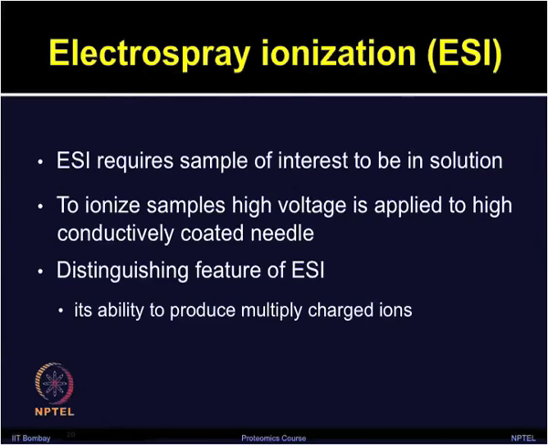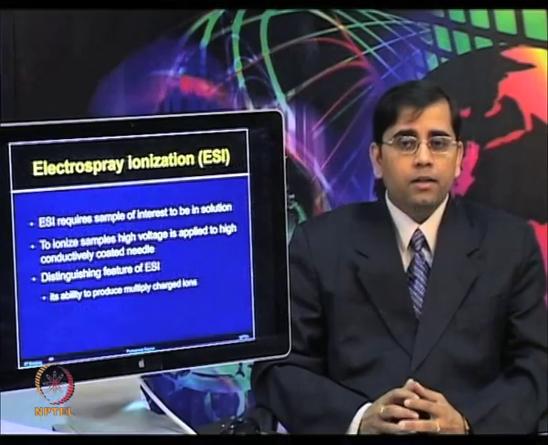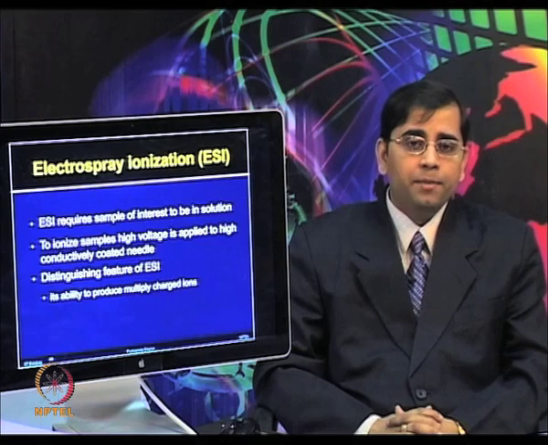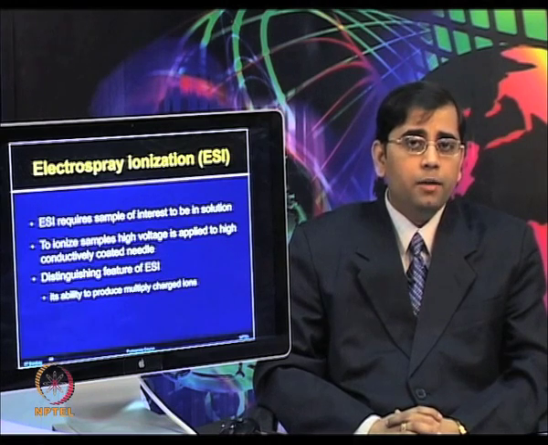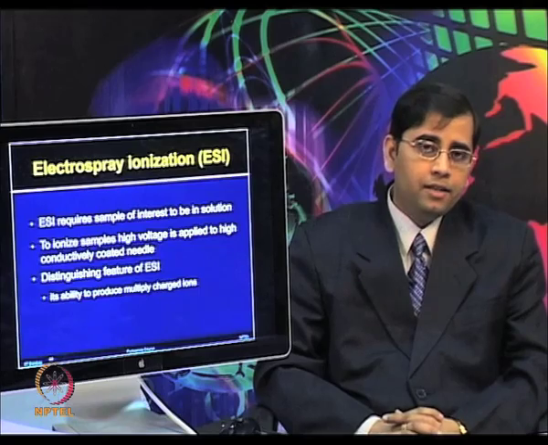The distinguishing feature of electrospray ionization includes its ability to produce multiply charged ions. The number of charges that can be accepted by a particular molecule depends on its basicity and its size.